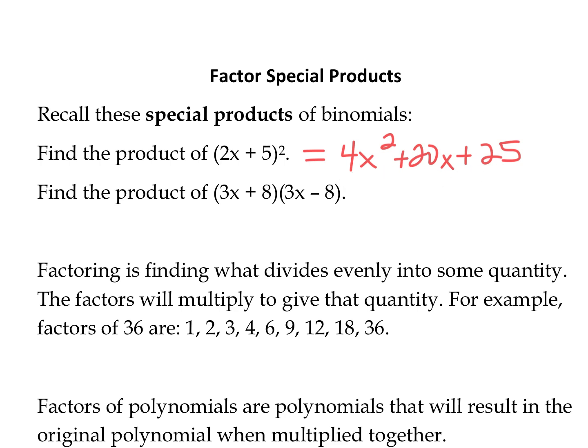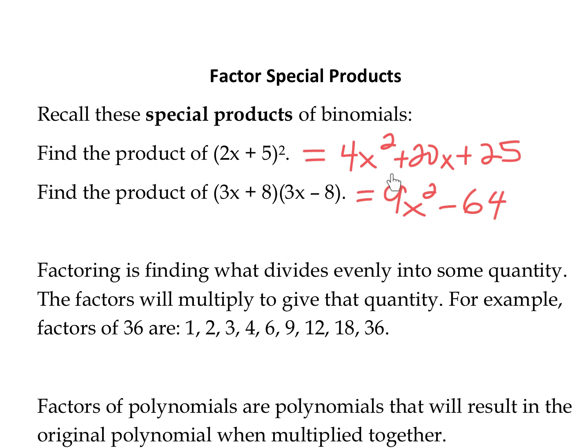In this next example, we have a plus and a minus, the same binomial, but they're different signs. So the middle terms will cancel, and we'd end up with 3x times 3x, which is 9x squared, and minus 64. Because we'd have a plus 24 and a minus 24 in the middle, it would add together and cancel out to 0. So those are our two special products.